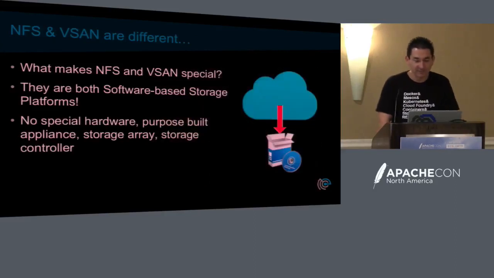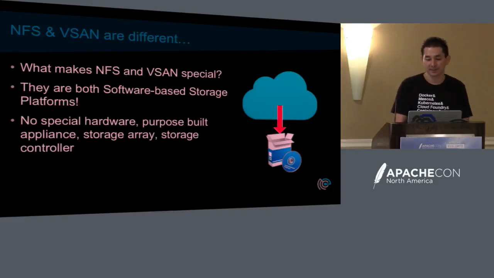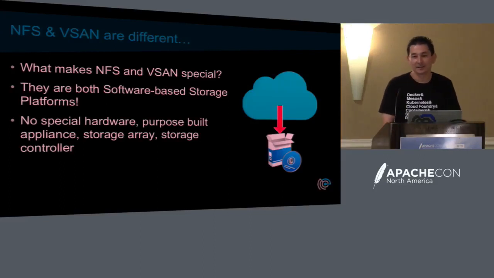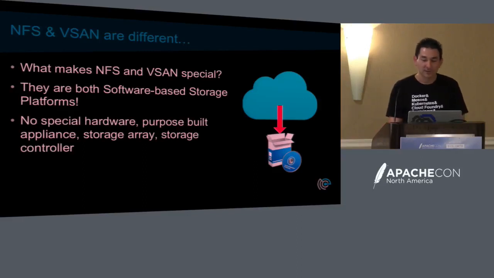So I picked NFS and vSAN in particular, and the reason why and what makes them special is that they all exist in software. So there's no special purpose-built hardware that's required to run NFS and vSAN. Yes, vSAN does have an HCL and all that stuff. You can roll the dice and bring your own SSDs and stuff like that, but again, there's no special purpose-built hardware that's required in order to have software-based storage.